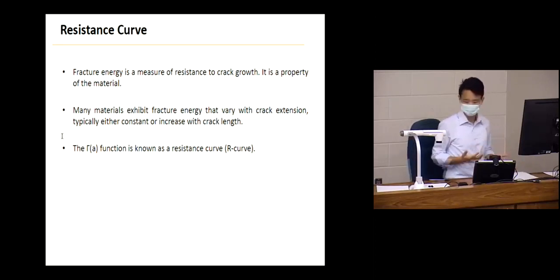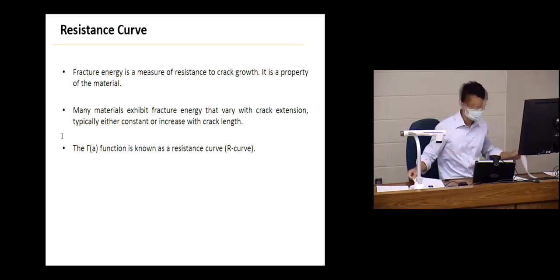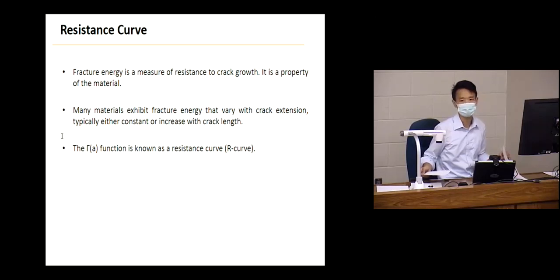Not all of them have this behavior. Some of them stay flat, right? So the fracture energy is constant. Many brittle materials like glass and ceramics are pretty constant, right? And you seldom see any fracture energy that decreases with crack length, right? I can't recall anything I know that has less fracture energy with respect to crack length extension. So if you increase the crack length, you reduce the fracture energy. Typically, I don't recall anything that behaves like that.